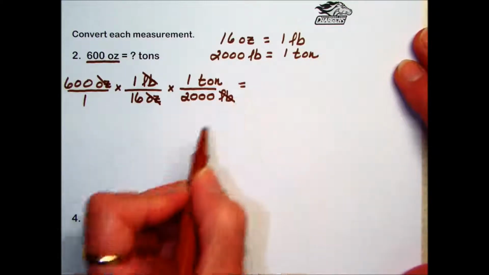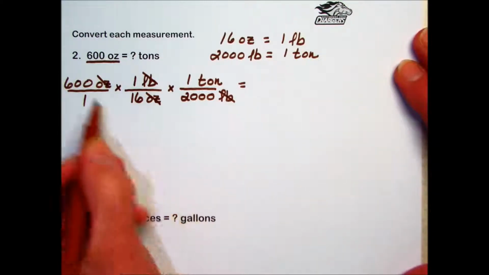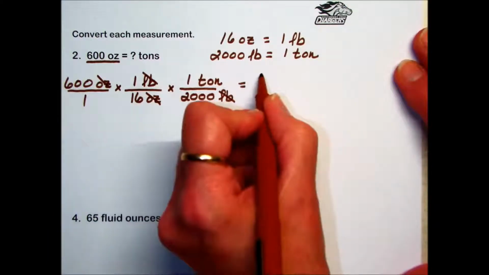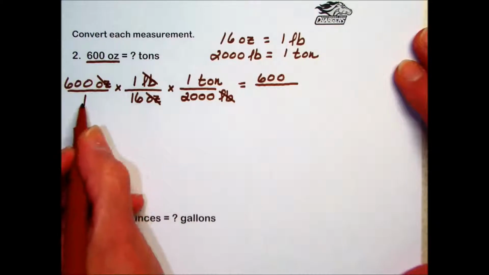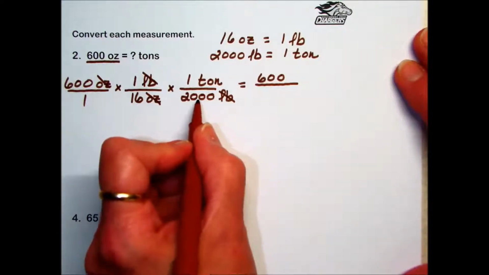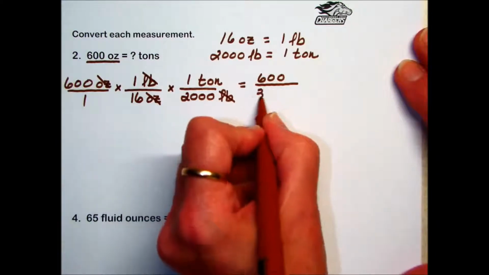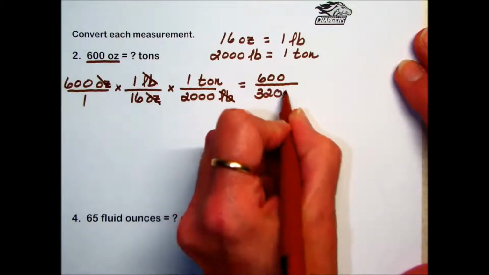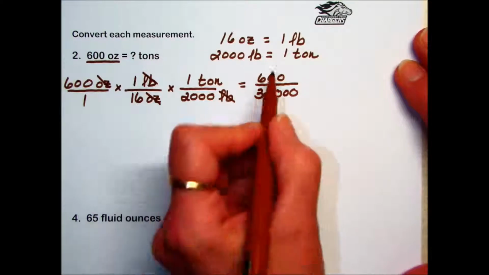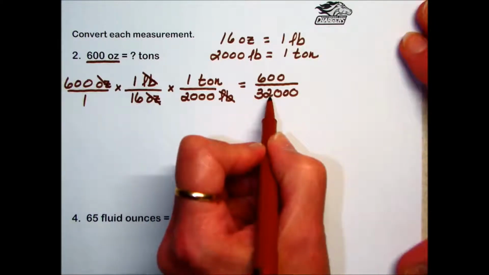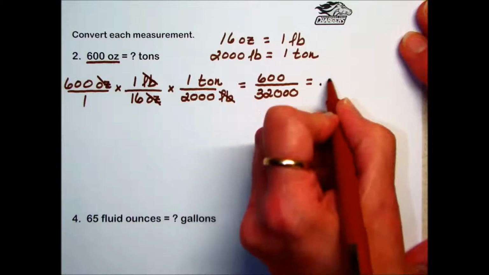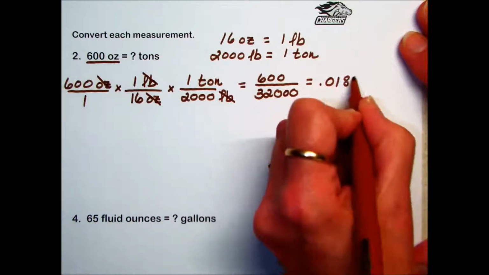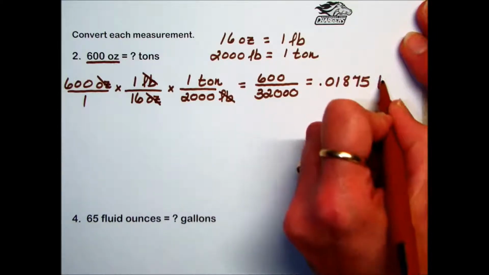Now it's a matter of simplifying the fraction. We'll take 600 times 1 times 1 for a value of 600 in the numerator. The denominator will have a value of 1 times 16 times 2,000, which gives us 32,000. Doing the division, 600 divided by 32,000, to simplify our answer, we end up with 0.01875 of a ton.